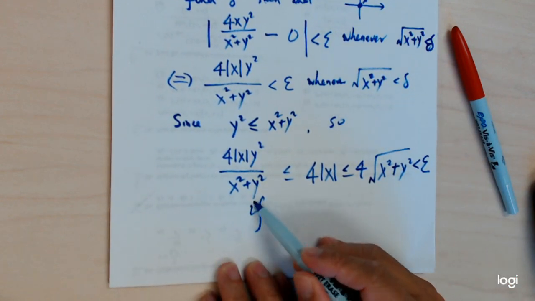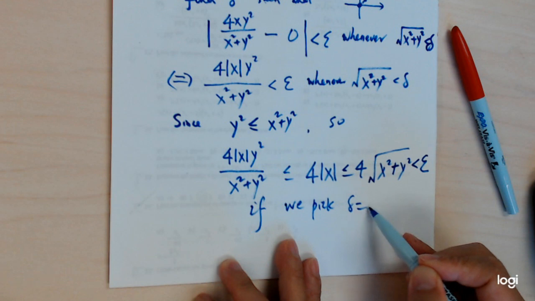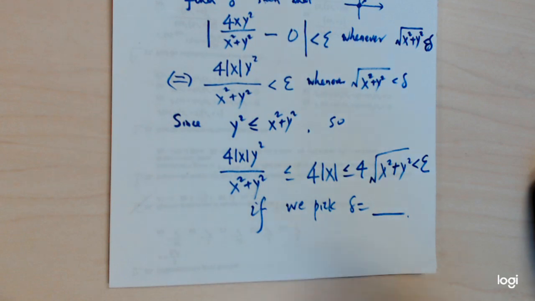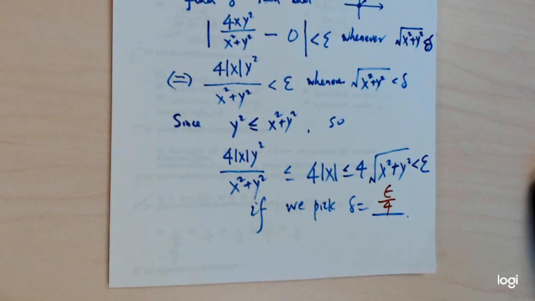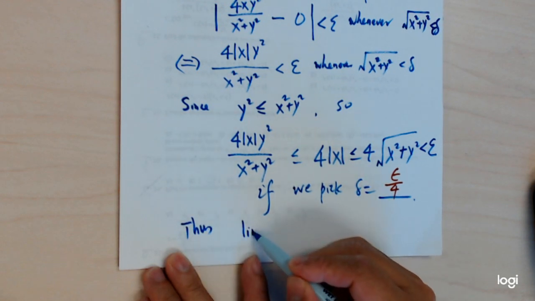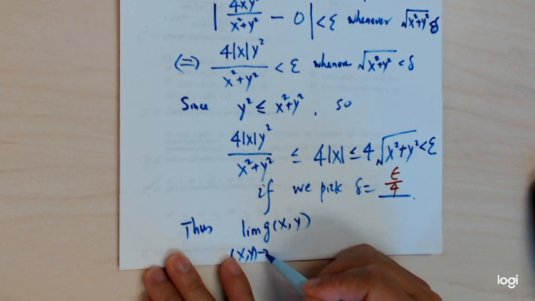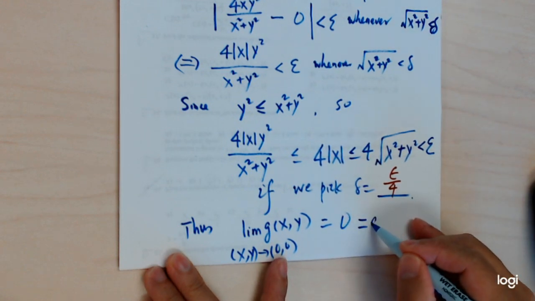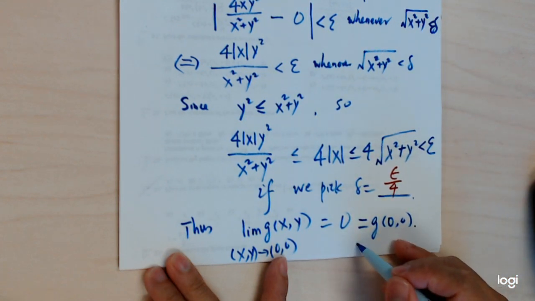So this will be true if we pick delta to be something you can think about really quick. Delta will be what? Well, epsilon over 4, okay? Epsilon over 4. Thus the limit at the origin is 0, which is identical to the function's value at 0, 0. So we have what? Continuity, okay?